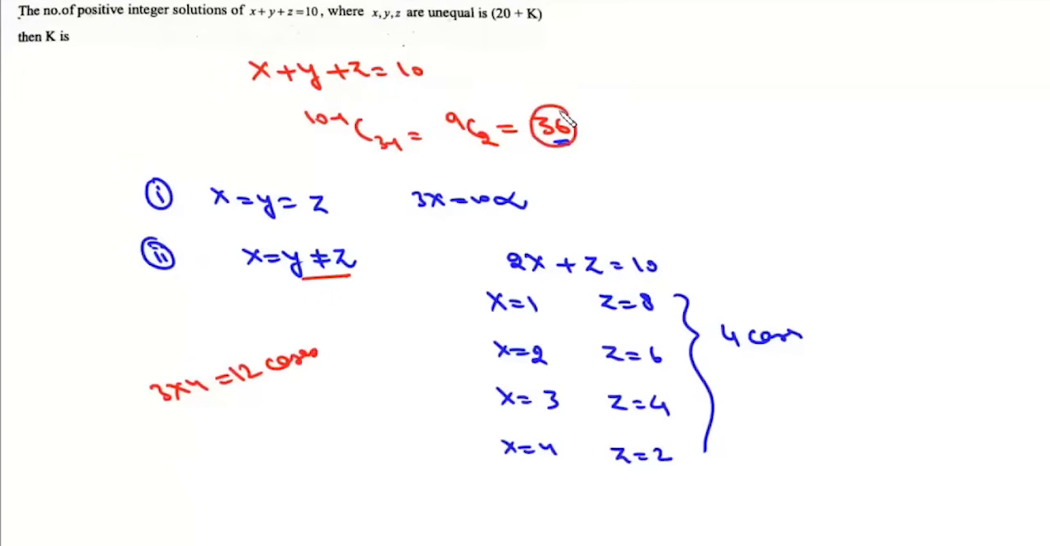So from these 36 cases, we have to remove these 12 cases. Then we'll get the number of positive integral solutions where x, y and z are unequal. So the total number of positive integral solutions will be simply 36 minus 12, which is 24, and it is nothing but 20 plus 4. The value of k here is simply 4, and that is the answer to this question.